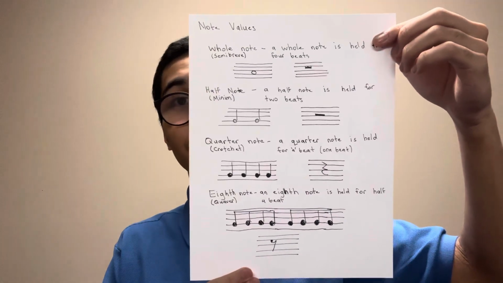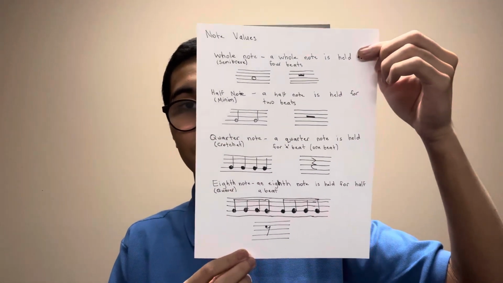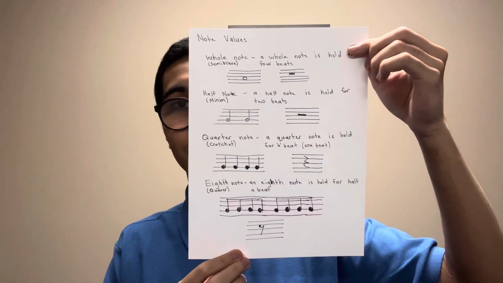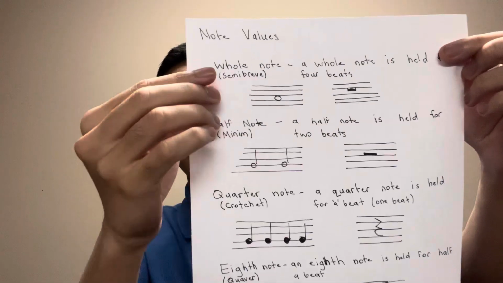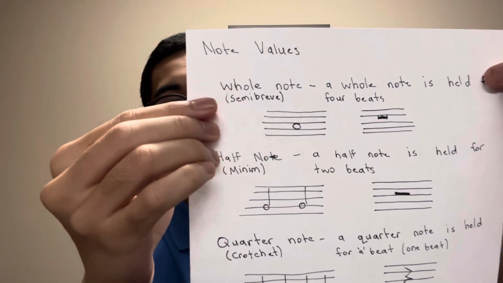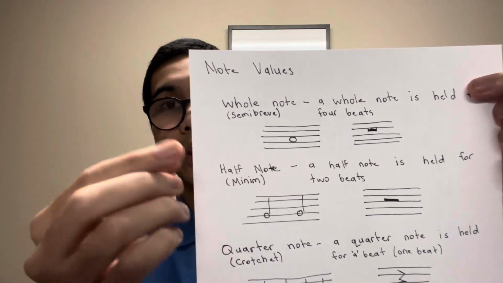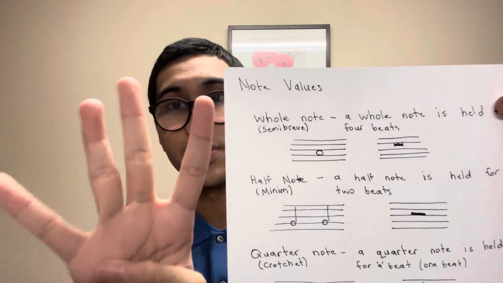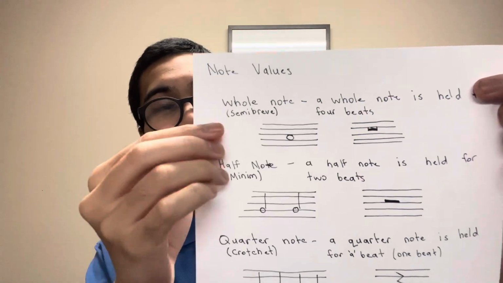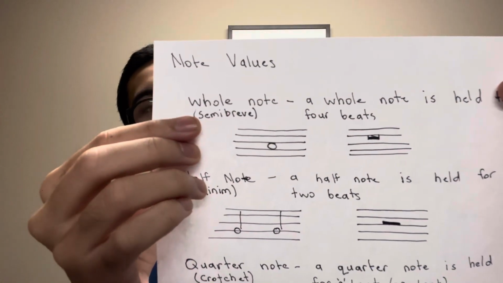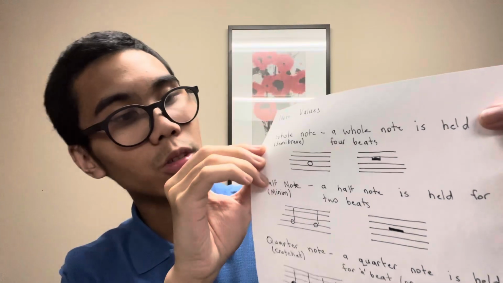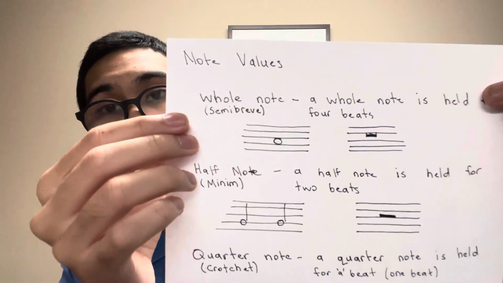Here we have the note values. Right at the top, we have the whole note, and a whole note is held for 4 beats. And right over here, we have another term for the whole note, which is called a semibreve.